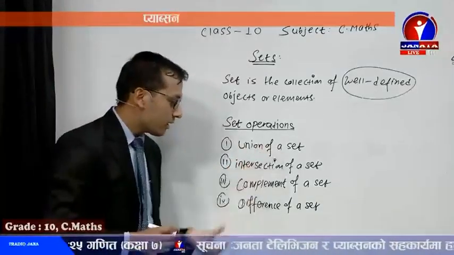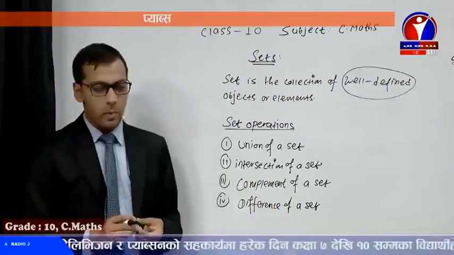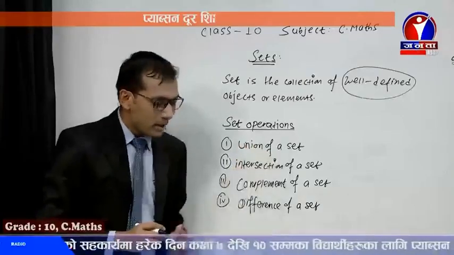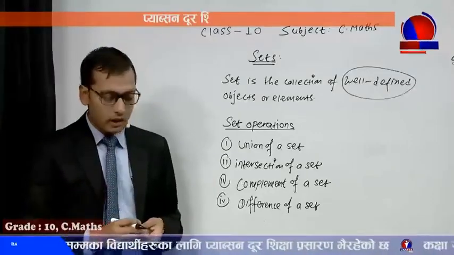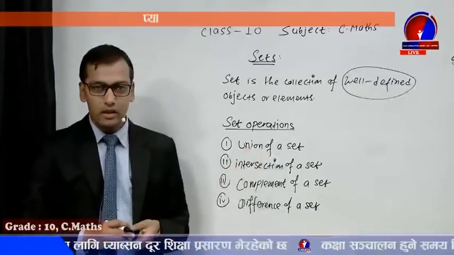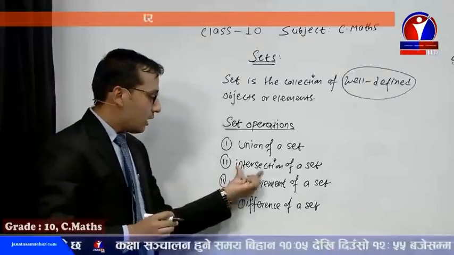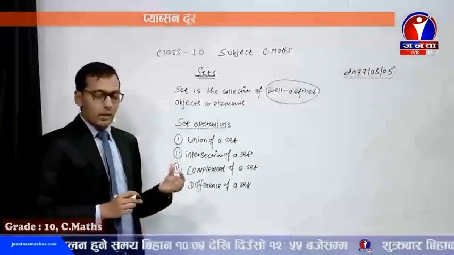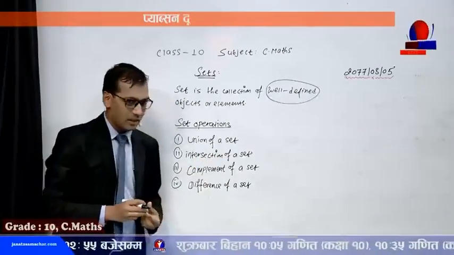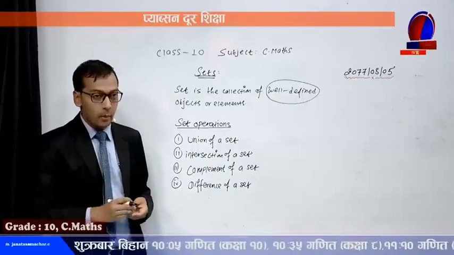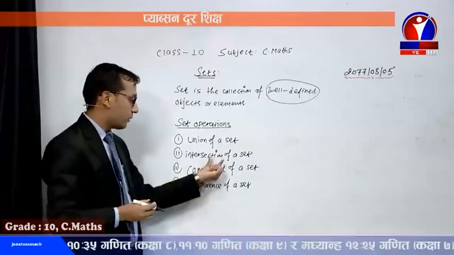So first is union of a set, second is intersection of a set, third is complement of a set, and the last is difference of a set. So in union of a set, what is union of a set? If there are 2 subsets A and B, the union of a set is the elements of either set A or set B or set A and B both. Intersection of a set, if there are 2 sets A and B, the intersection of a set are those elements of set A and B which are common. Common elements of set A and B are called intersection of set.